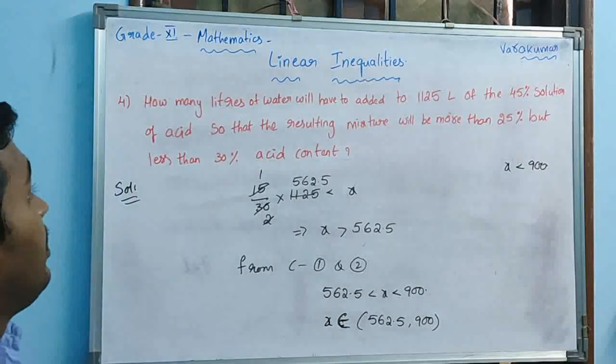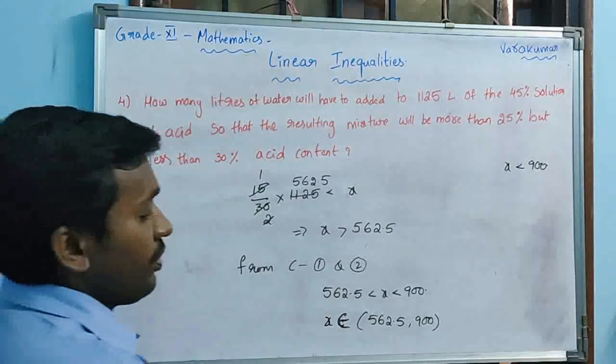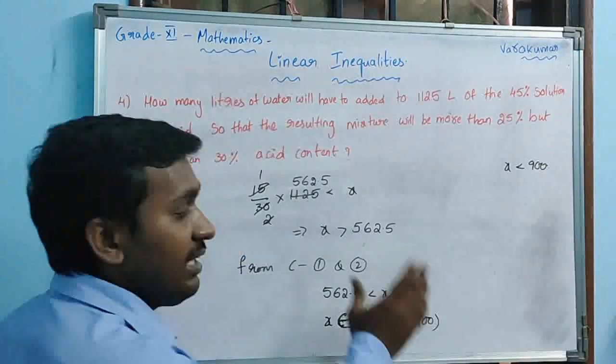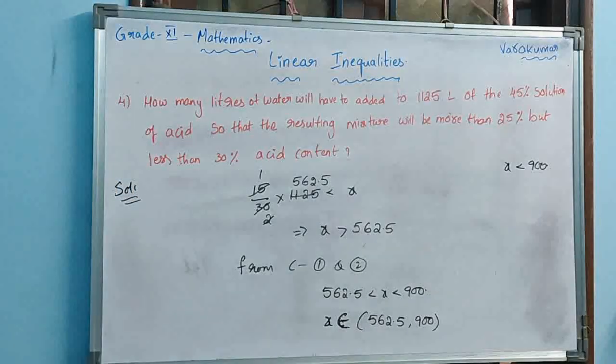So how much water is to be added? More than 562.5 liters but less than 900 liters of water should be added to keep the resulting mixture between 25% and 30%. This completes the solution.